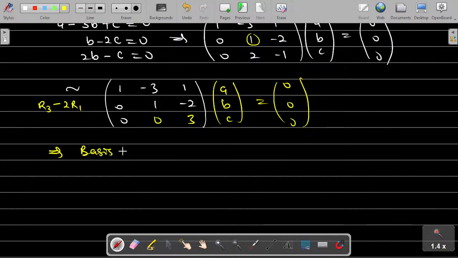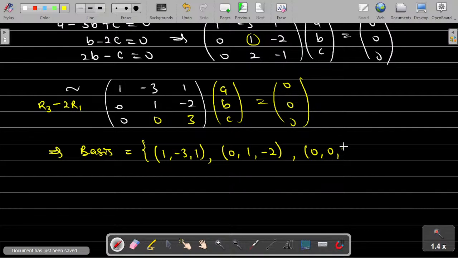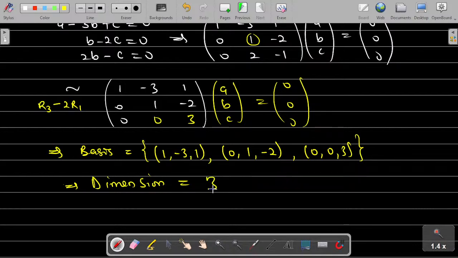is equal to the set 1 minus 3, 1. So we are picking the row vectors, not the column. So this and then this one, and finally you have 0, 0, 3. Okay, if I'm correct. And so what that now means is that your dimension is simply equal to the number of vectors in your basis, and the number of vectors in our basis is 3.